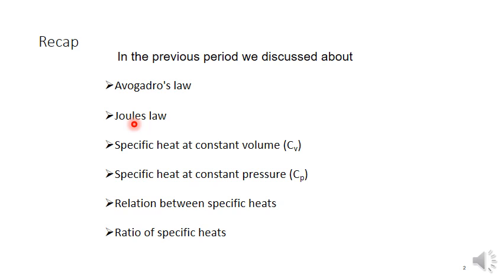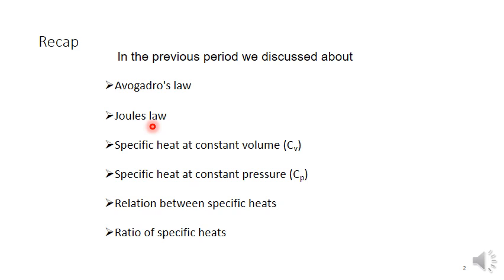Joule's law states that the internal energy of a gas is a function of temperature only, and it is independent of pressure and volume. We can write du is directly proportional to dT. We can write du = Cv dT, because here we take volume as constant. du is the change in internal energy, dT is the change in temperature, and Cv is the specific heat at constant volume.